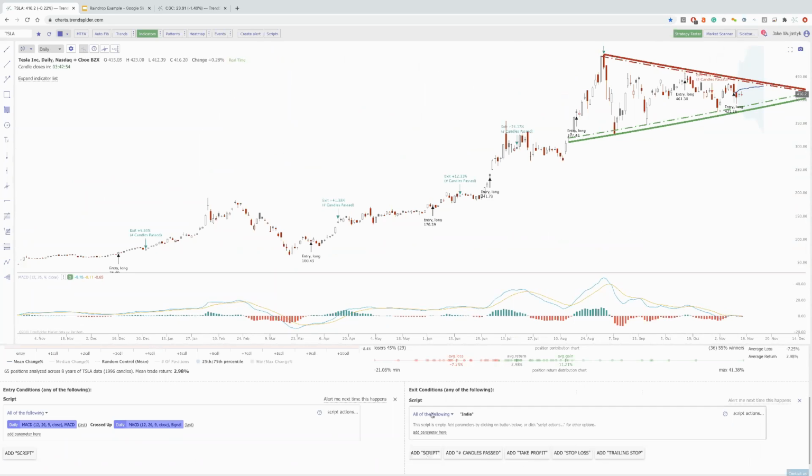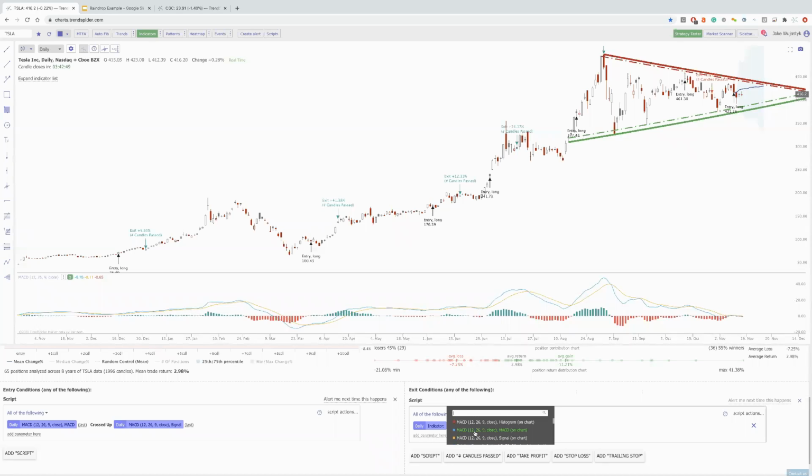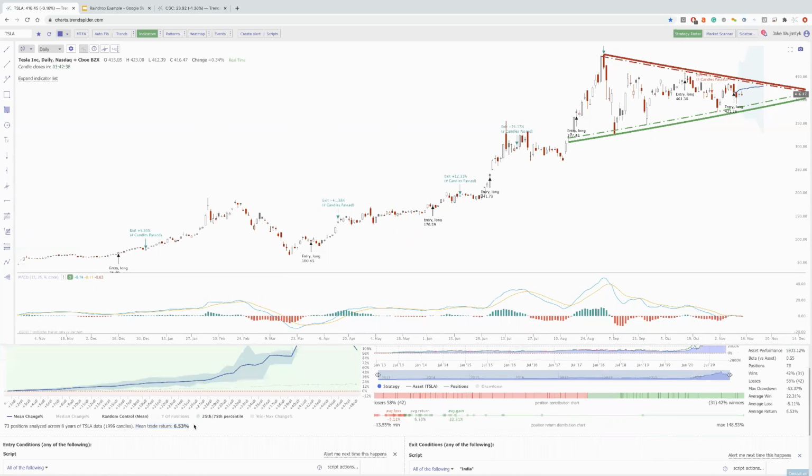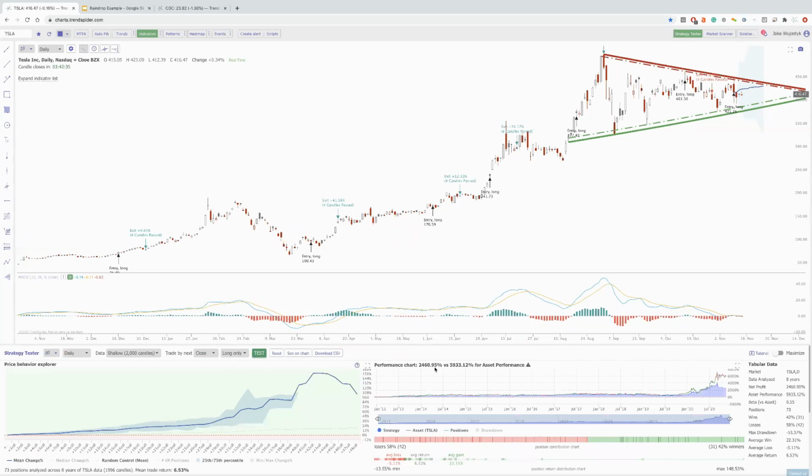If you did want to go in and create a script where you exit when the MACD crosses to the downside, you just go in and add parameter, condition, indicator, MACD crossed down through the signal, and that's your exit condition. You retest it, and you can see the mean trade return increases to 6.53%. And you're doing decently well here. 2,400% you would make if you would have traded the MACD perfectly, but you're still not even beating the buy and hold even close to it, really. So this will really help you see, do I even have an edge with this strategy?